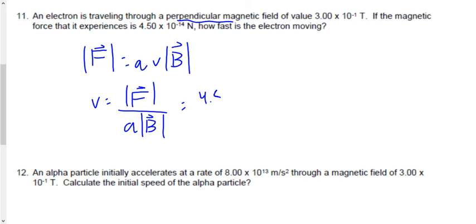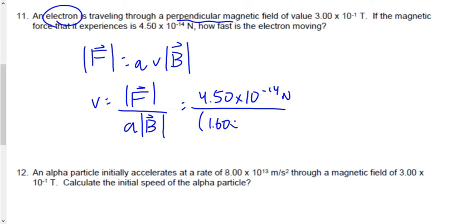Our force is 4.50 times 10 to the negative 14 newtons. Our charge, it's an electron, so our charge is 1.60 times 10 to the negative 19. We're going to drop the sign of the charge, right? Times the magnetic field of 0.300 Tesla, or 3.0 times 10 to the negative 1. When I do the math there, it should work out to be 9.38 times 10 to the 5.